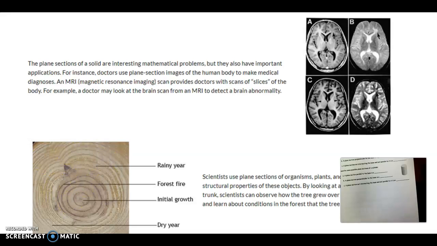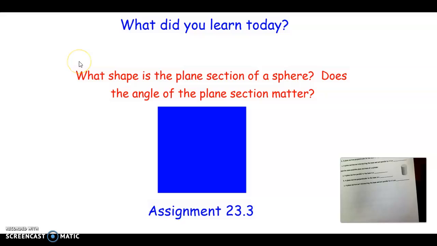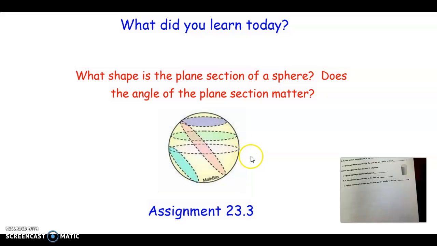All right, so to wrap up today, I do hope you spent time with the animations that will really help you visualize these two-dimensional slices of 3D objects. What shape is the plane section of a sphere, and does the angle of a plane section matter? Well, a sphere is a really special solid. It doesn't matter what way you cut it, you're always going to get a circle. And some circles are bigger than others.